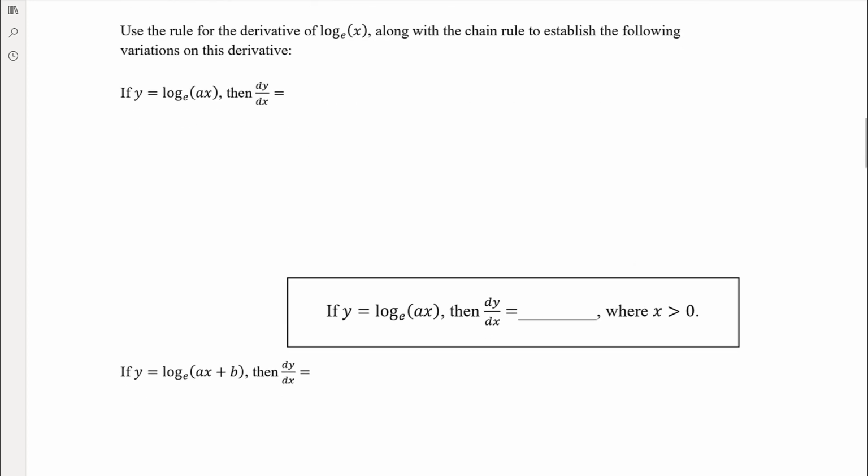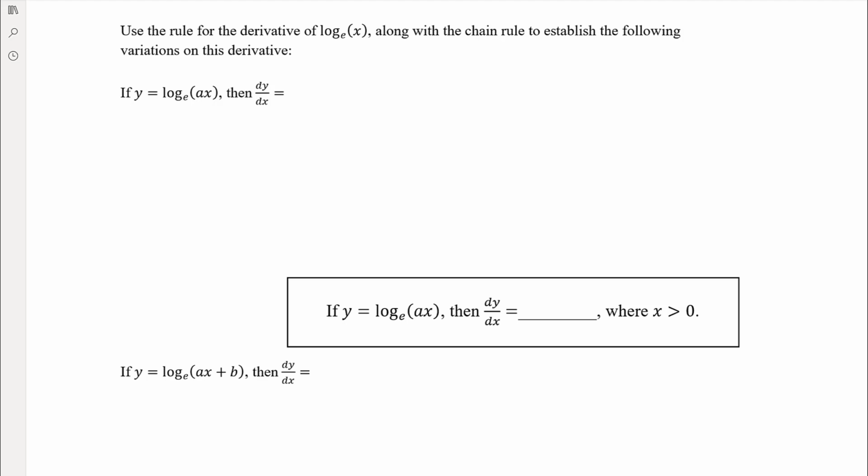Alright, so again, let's use our rule for the derivative of log e of x, which is 1 on x, along with the chain rule in order to establish the following. Okay, so let's think about this. Now, I might do this first one the long way around so you can see what's happening. Otherwise, it might be a little hard to follow.